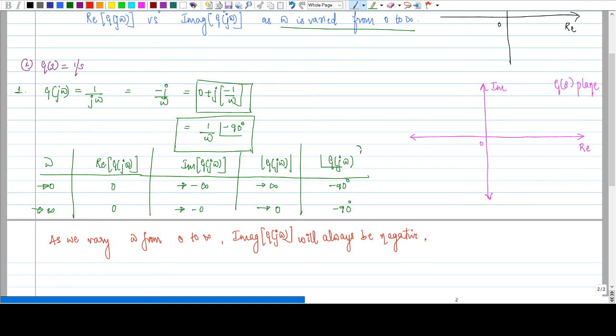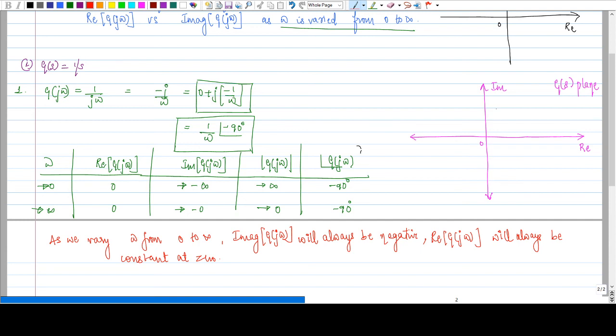The second observation is that the real part will always remain 0. That is, your real part is not varying with respect to omega. So the second observation is that the real part of G of j omega will always be constant at 0. It means that when you plot G of s on the s plane, the real part is 0. It means that the polar plot will lie only on the imaginary axis.